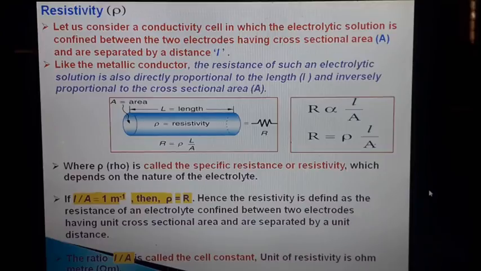The unit of resistivity is ohm meter. The resistivity, this is a very, very important 1-mark question. What is the unit of resistivity? Ohm meter.